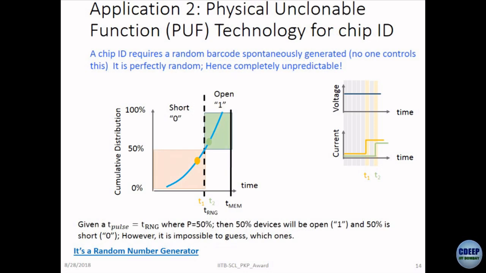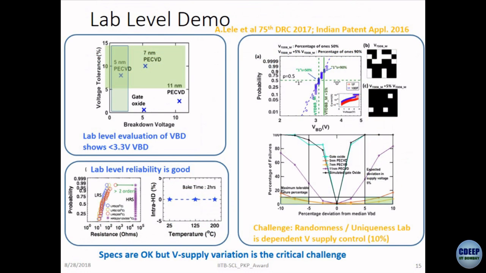Now what happens if I want to make a random number generator? What I need to do is select a time somewhere here where there's a 50% probability that these devices would break down, right? What does that mean? At 50%, any device below this would not break down. Any device above this would break down. A priori I don't know which devices would break down, right? So I will get a random bit, there's a 50% chance, and it's impossible to guess which one is going to break down, right? So this is sort of what we did.